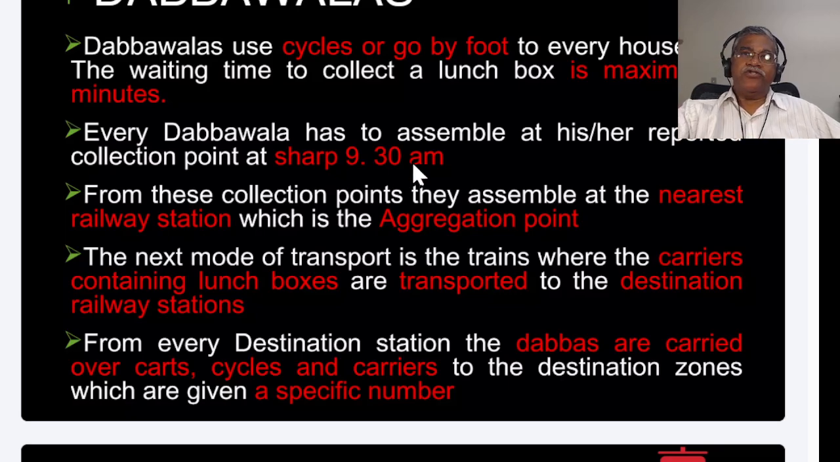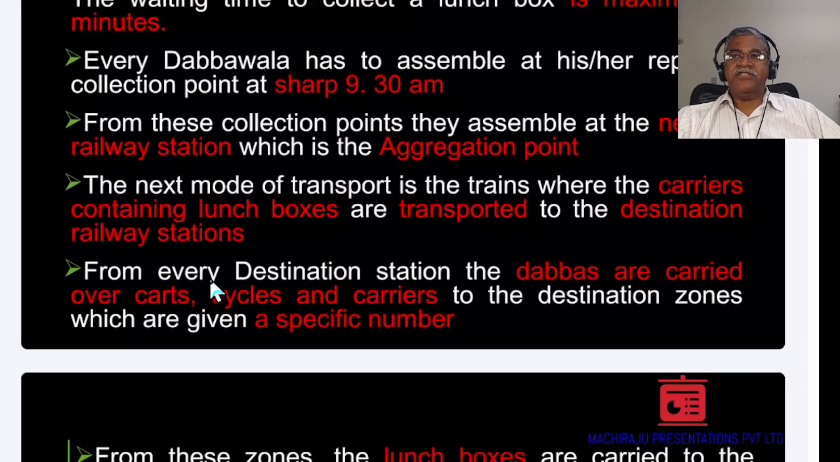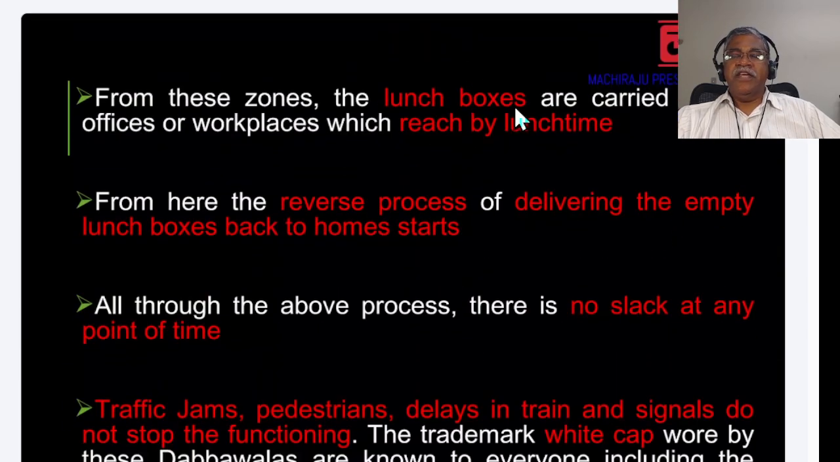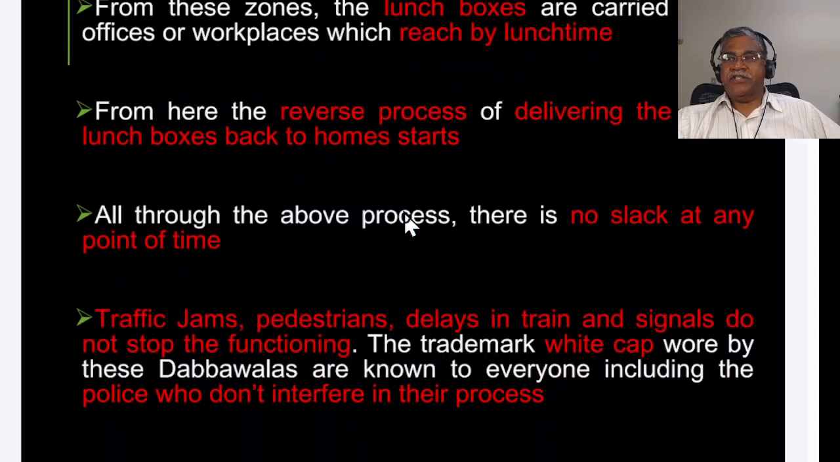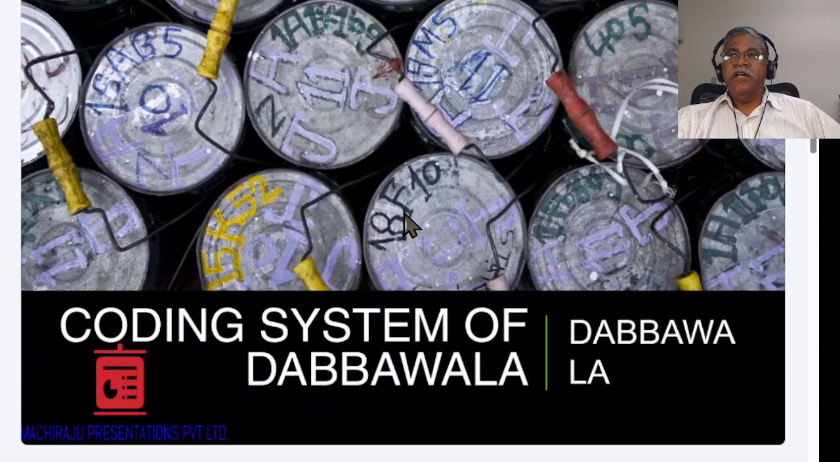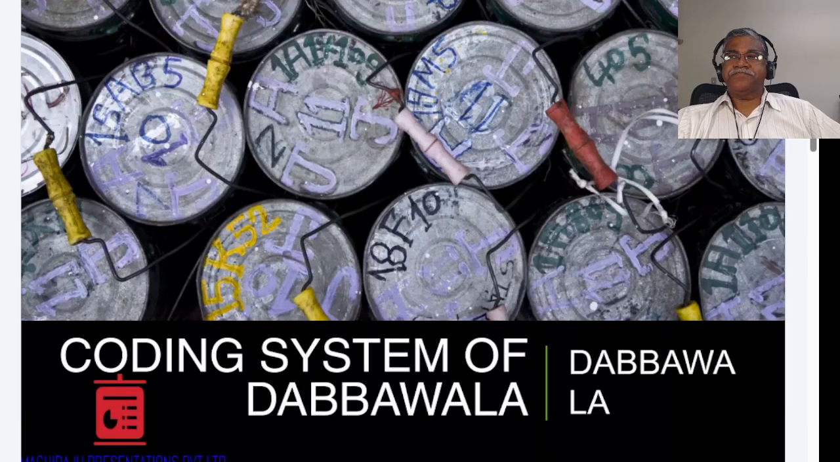From there, it goes to the aggregation point. From the aggregation point, it goes to the local railways, and then it goes. So by 11:30 or 12, the food is necessarily delivered, right? Then from there, another group of people will create a distribution point, and then you reverse the entire process. Okay, so I'm not going to read every one of these, but here's the coding system.